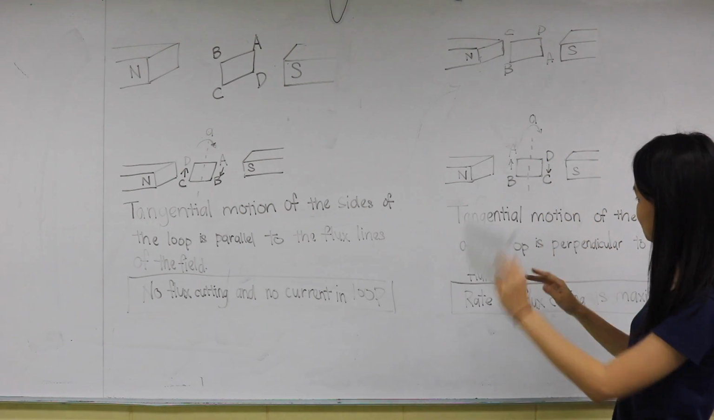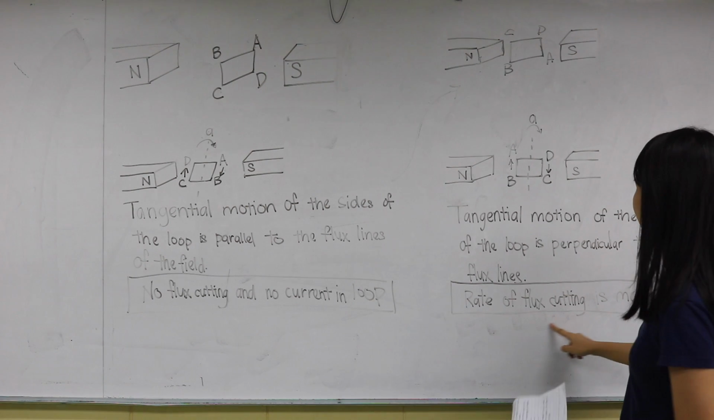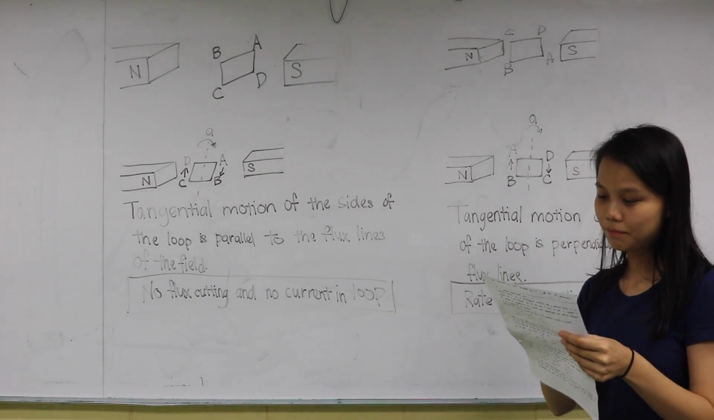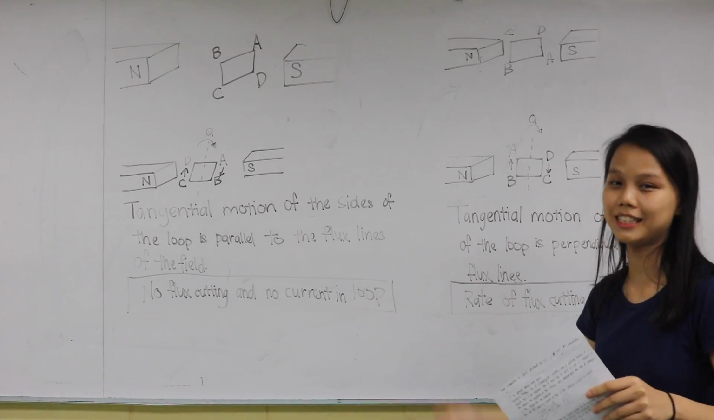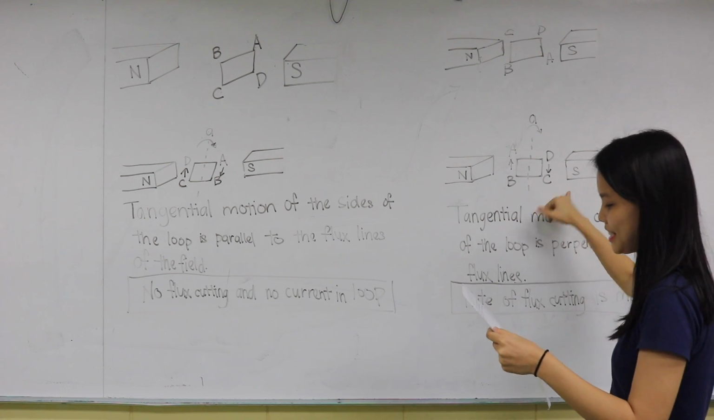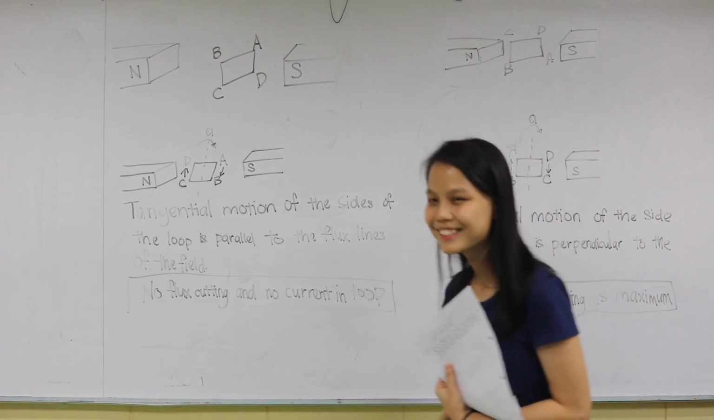And the rate of flux cutting is maximum because the position is the closest to both of the magnets. Yeah, so hence we can conclude that this is how EMF is produced in a DC generator. Okay.